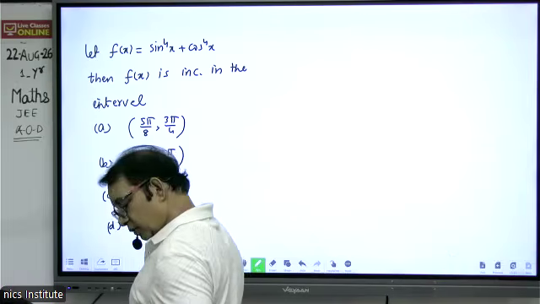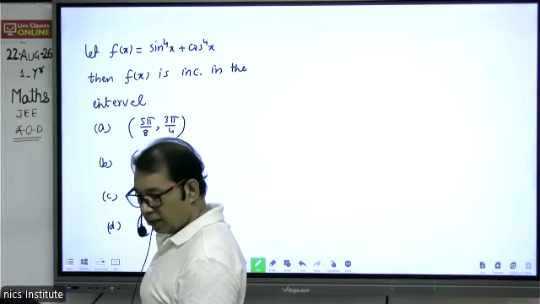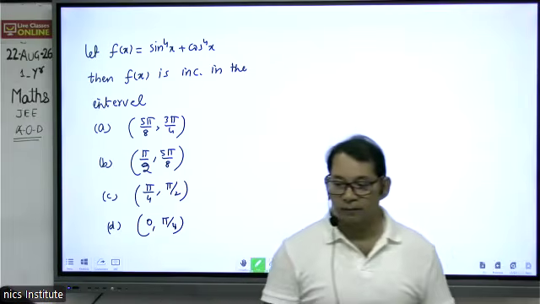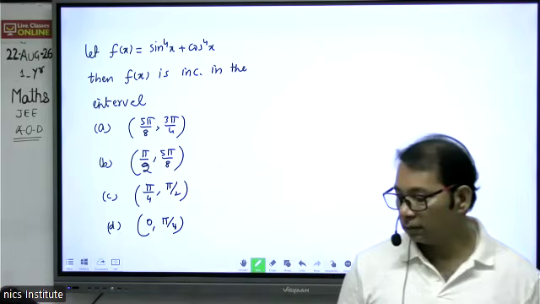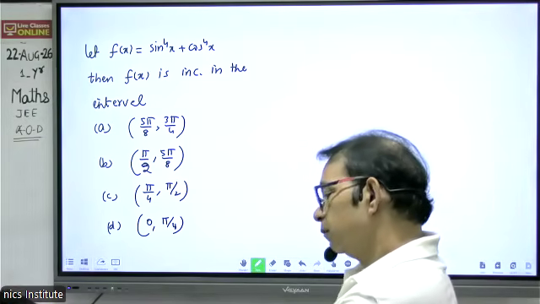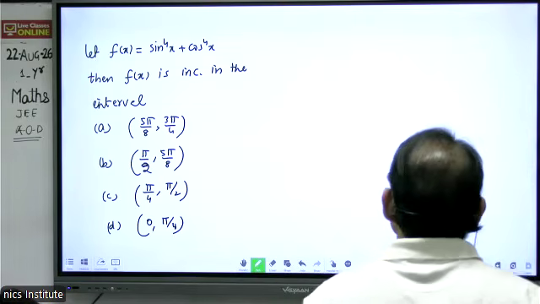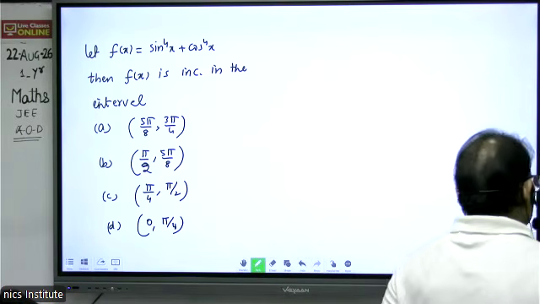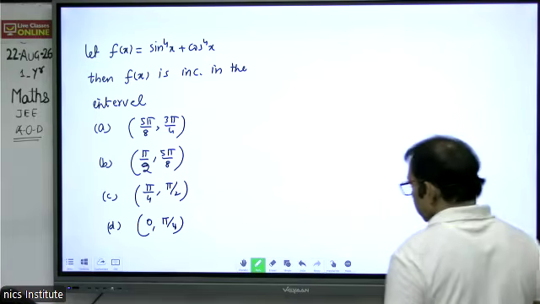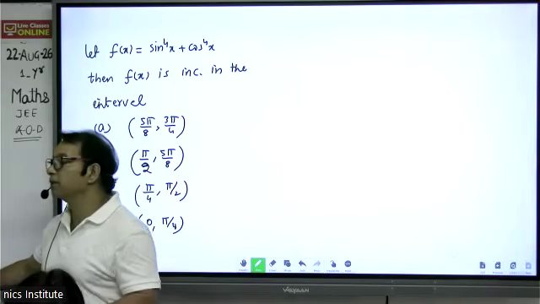Minus cos 2x. This will be minus cos 2x. Identity. Differentiate, equate to 0, form intervals, and then decide which interval is increasing or decreasing.